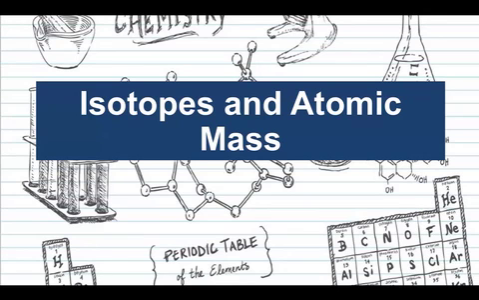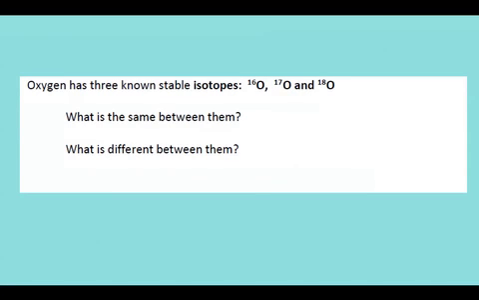In this video, we're going to be focusing on what isotopes are and then how we calculate the atomic mass for atoms. So if we look at oxygen, oxygen has three known stable isotopes: oxygen 16, 17, and 18. So what's the same between them? Well, we can see that they're all oxygen, so they're the same element. But then what's different between them? We can see that they have different mass numbers, 16, 17, and 18.